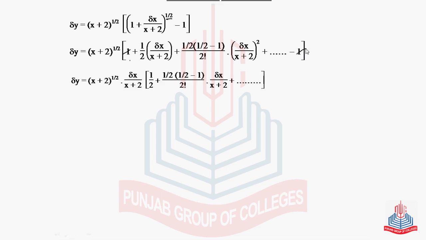We have delta y is equal to (x plus 2) to the power 1 by 2, and taking delta x over x plus 2 as a common factor, we have 1 by 2 plus 1 by 2 into (1 by 2 minus 1) over 2 factorial, and delta x over x plus 2, and so on.